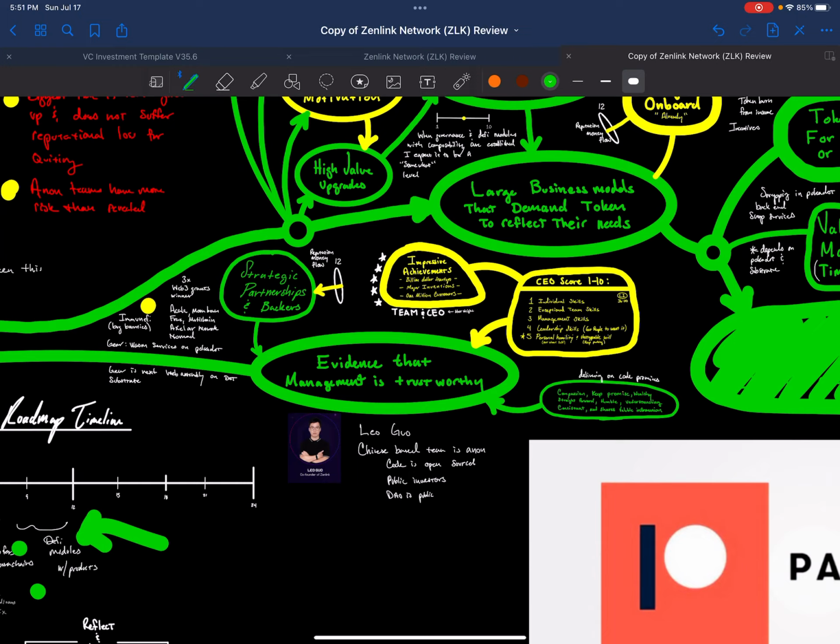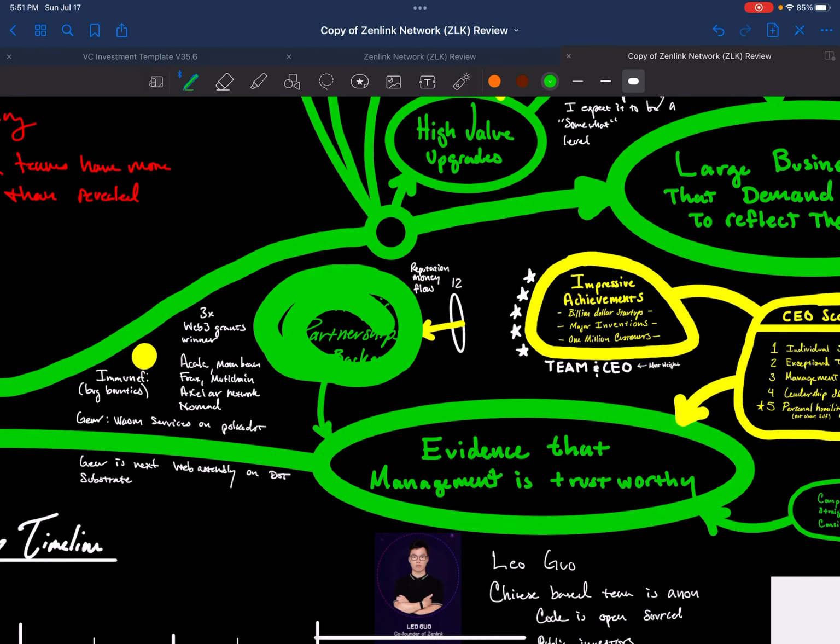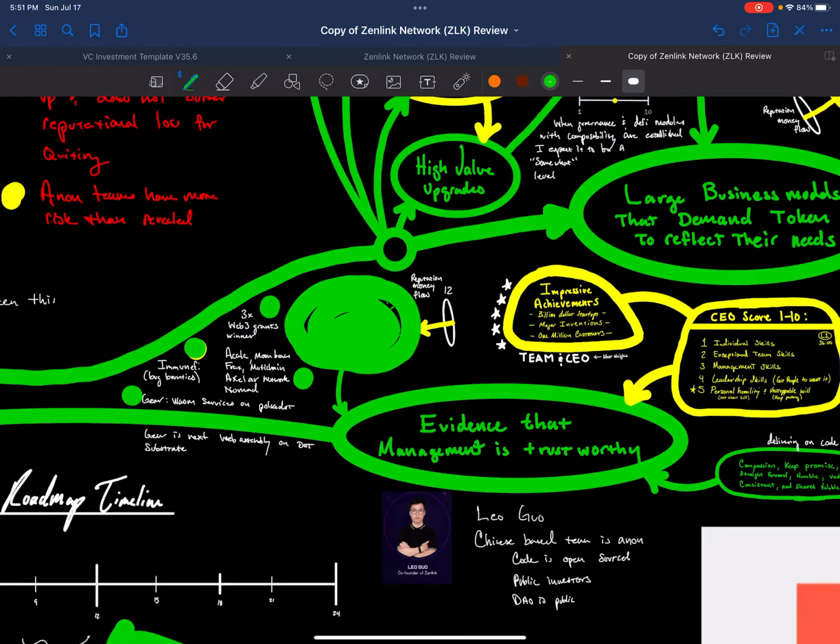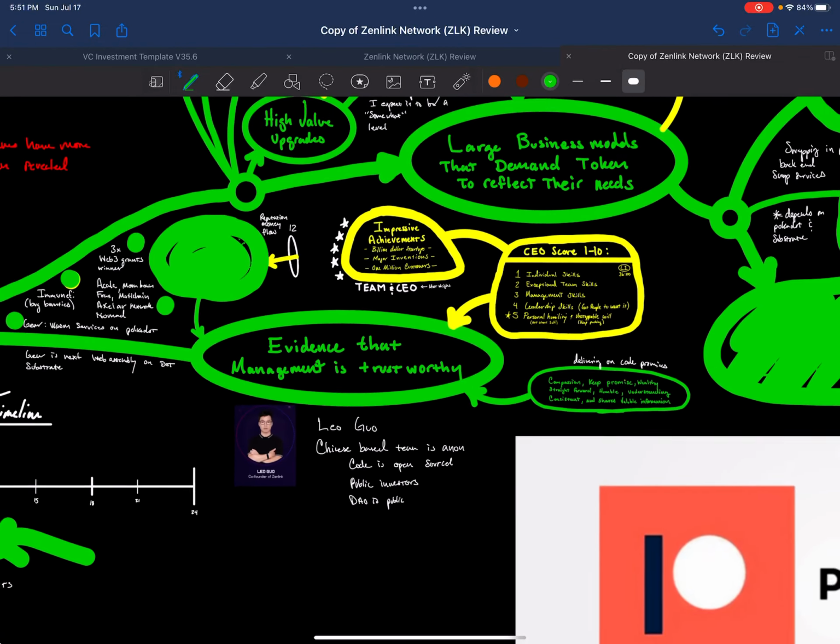Regarding the strategic partnerships for this project, they got 3 Web3 grants, Acala, Moonbeam, Frax, Multichain, Elixir Network, Nomad. These are all part of the Polkadot ecosystem. They're also cross-chain bridges. These are the types of partnerships you want to see. Also Immunefi, the bug bounties, to make sure there's nothing wrong with their code. And Gear is a WASM WebAssembly on Substrate service provider. So they have that partnership as well.